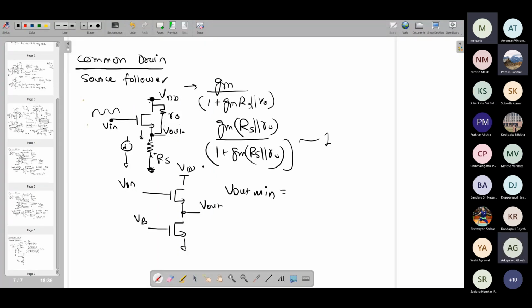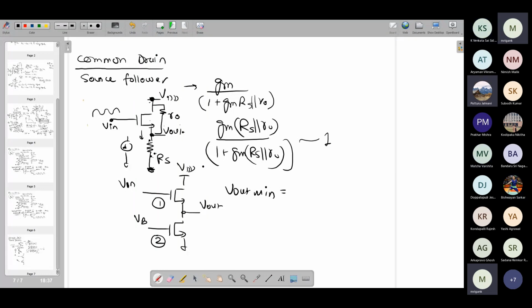If I was in a physical class, V B minus VT. What does V out min mean? Quickly. It should be VB minus VT. Okay, fine. VB minus VT of M2. And the V out max? What is the maximum value of V out? VDD minus V threshold, so that the upper MOS is on.